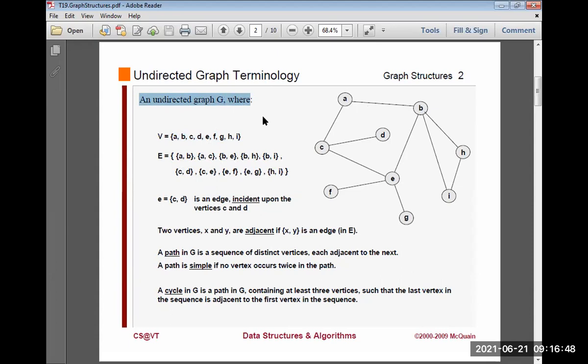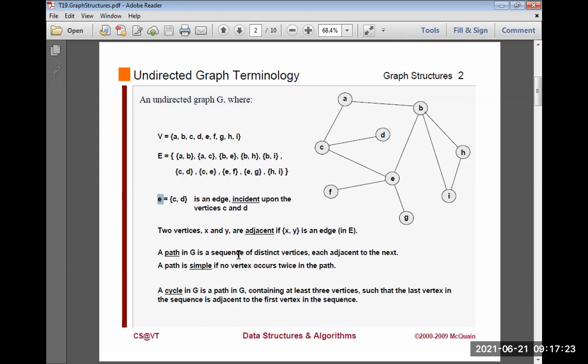So from the exam point of view, if he may ask about the terminologies, you just write this type of thing. Here E equals {C, D}. C is an edge indicating the vertices C and D. So there are two vertices, C and D, connected by an edge E. So E means edge here. For example, two vertices X and Y are adjacent if {X, Y} is an edge in E.